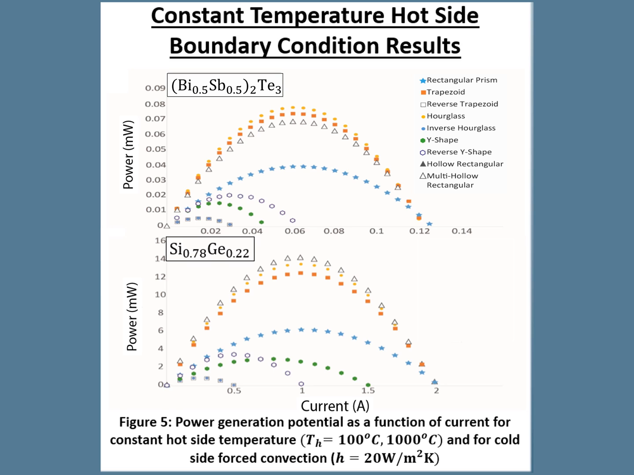Figure 5 shows how the power generation potential varies as a function of load resistance for various leg shapes with a low cold side forced convection. The rectangular prism is represented by the blue star, and we see that greater power generation potential is obtained with the hourglass, trapezoid, hollow, and multi-hollow rectangular shapes.